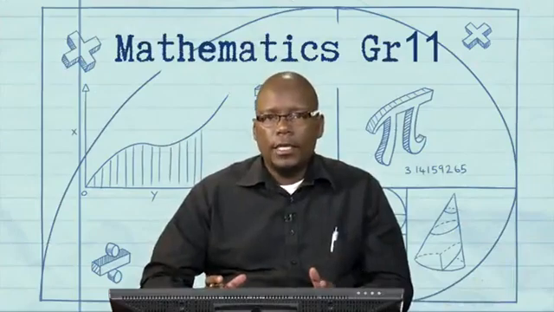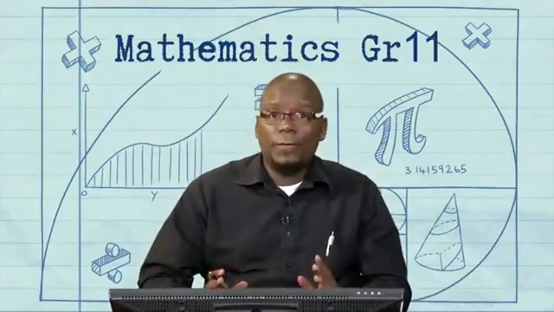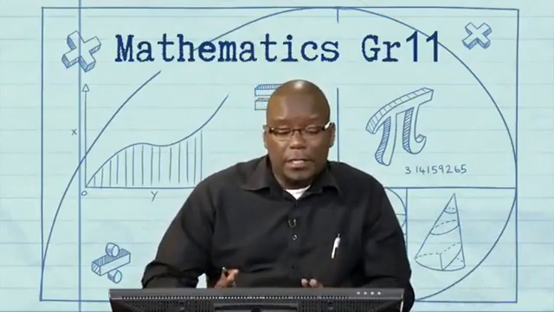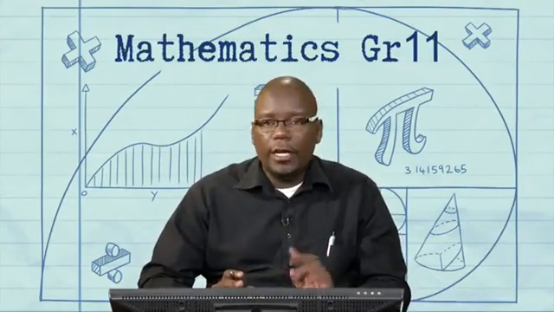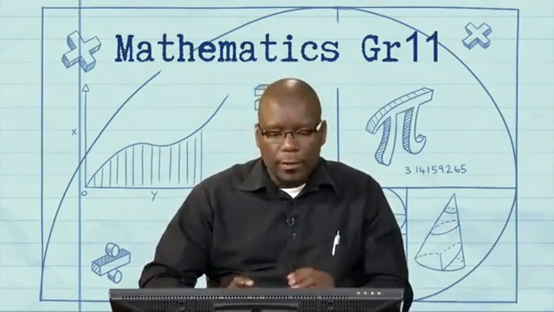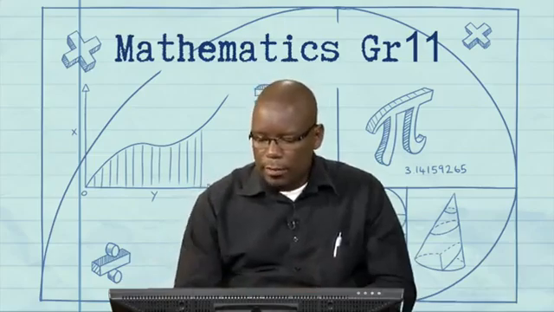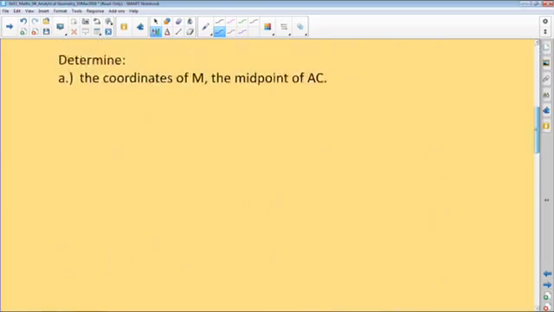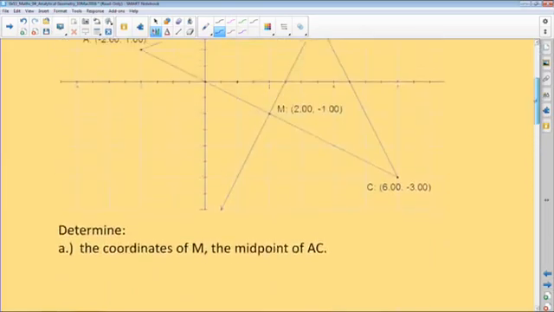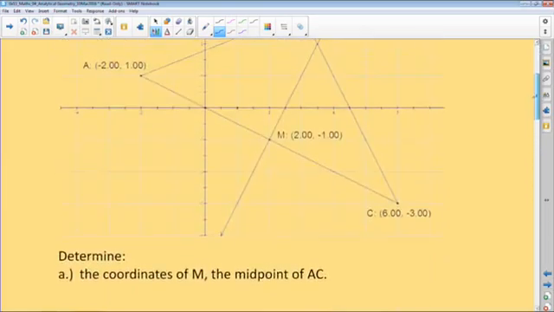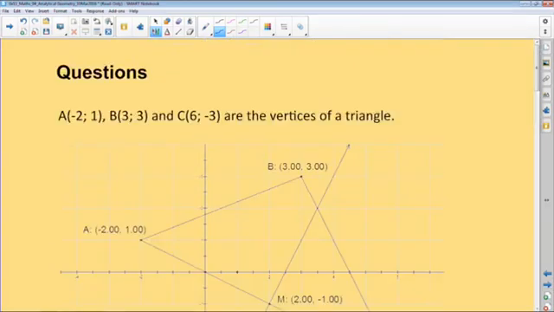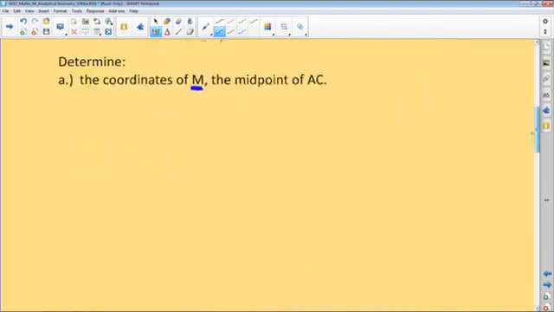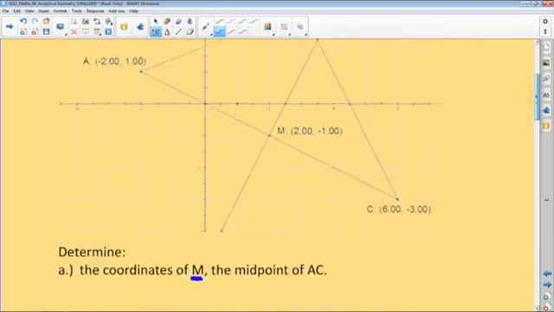Welcome back, guys. At least most of you are working, and I can see that most of you have done A, B, and C. That's wonderful. But let's look at the questions together. The first question: determine the coordinates of M, the midpoint of AC.